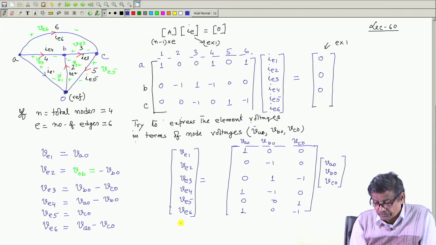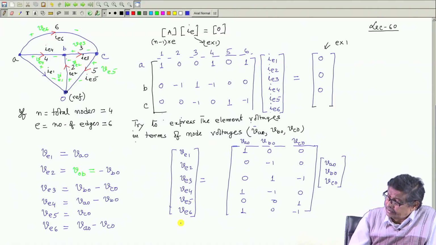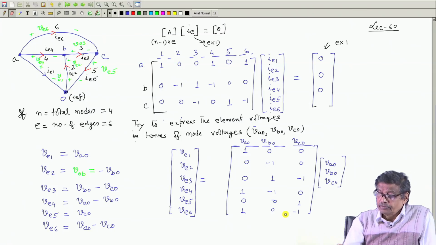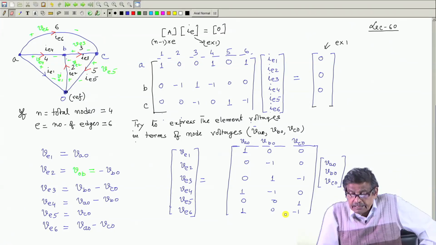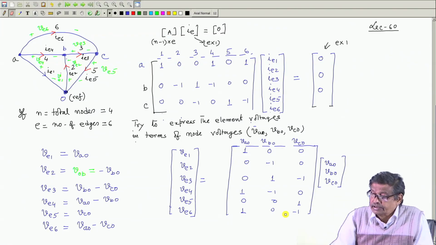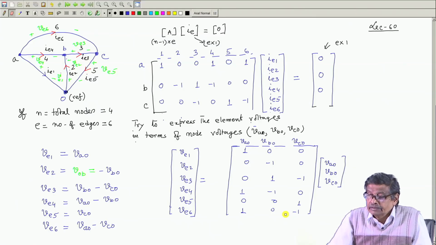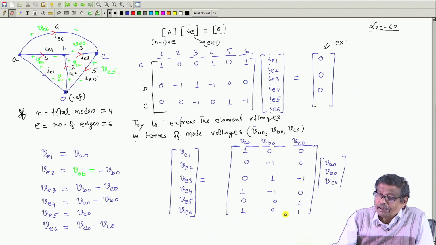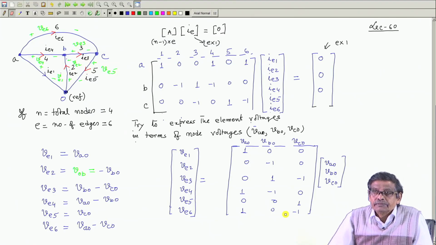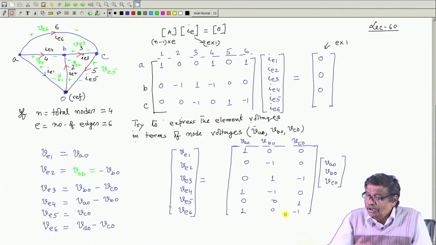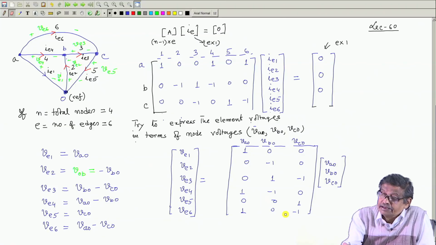I wrote these equations and just translated them. So, it can be written in this way also. This is what I did: in terms of node voltages, the element voltages can be expressed. Now, the question is, what is this matrix? Should I give it a different name? Now, it so happens this matrix is related to A.